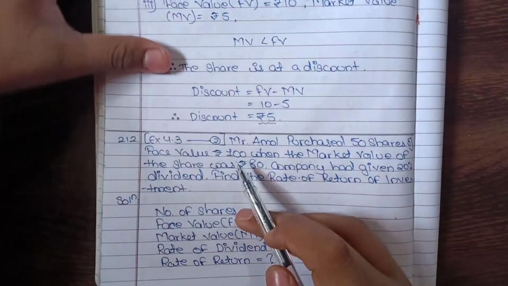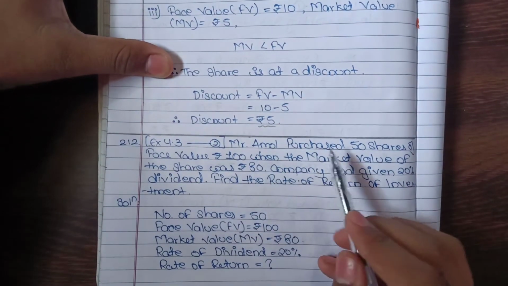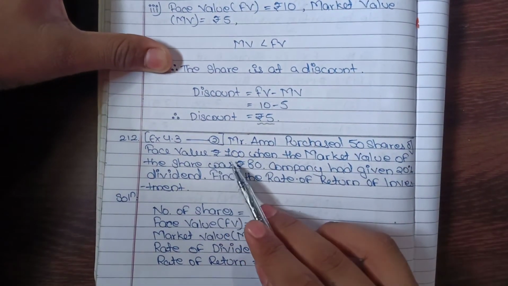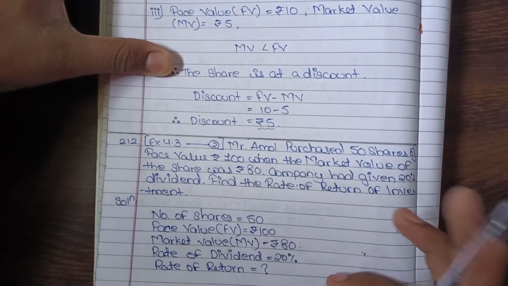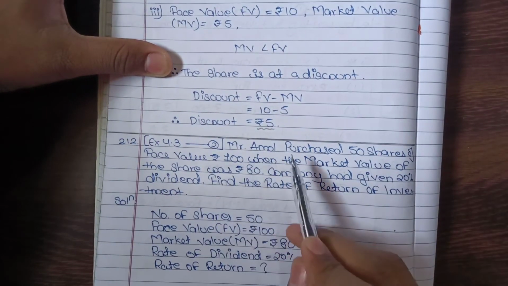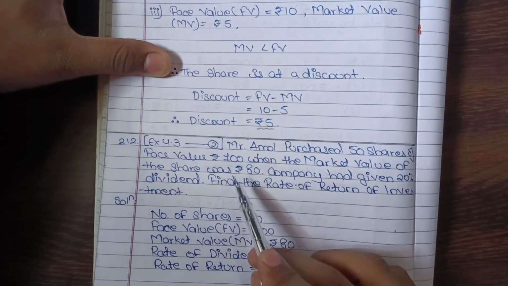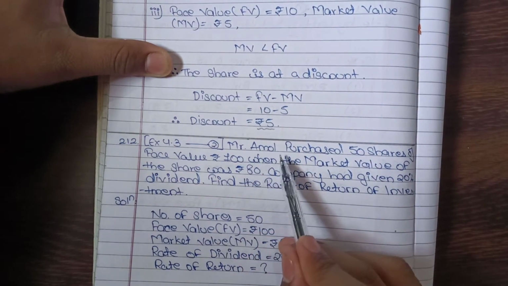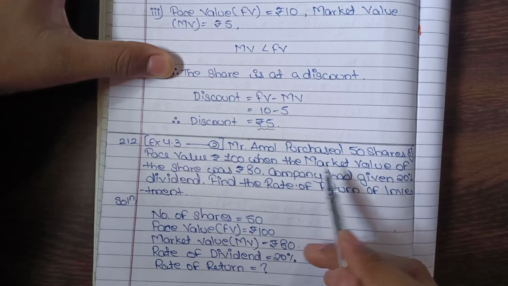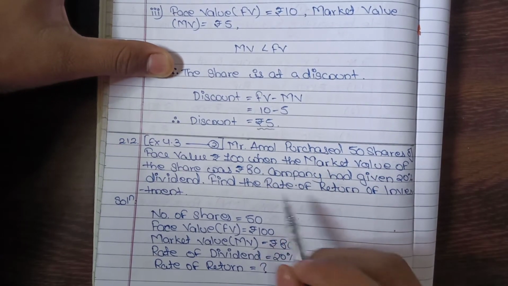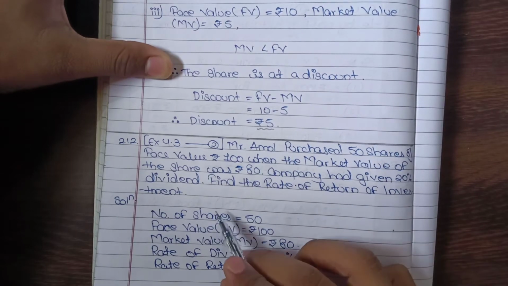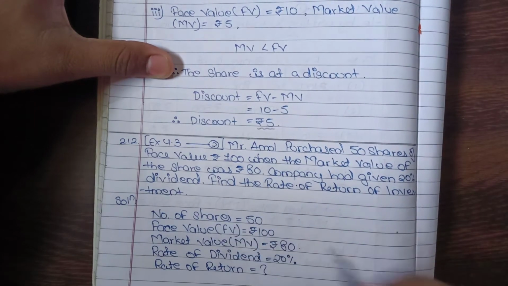Now we are going to solve the second question, which is: Mr. Anmol purchased 50 shares of face value ₹100 when the market value of the share was ₹80, which means the face value of the shares is ₹100, and when Mr. Anmol purchased it, its market value was ₹80, which means at a discount of ₹20. The company had given 20% dividend. Find the rate of return of investment.